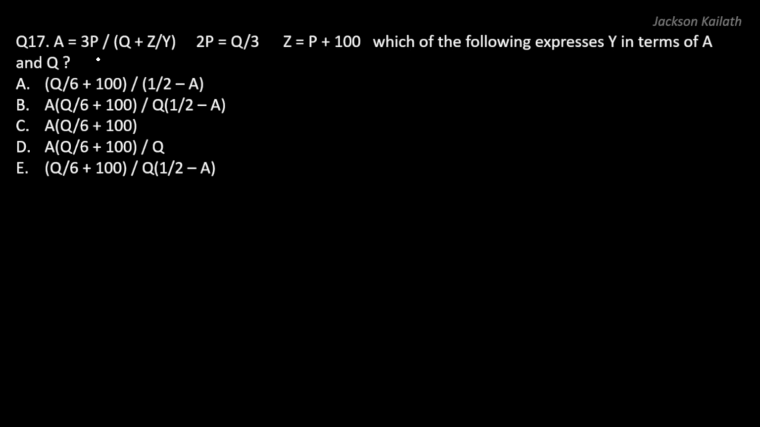A is equal to 3p divided by q plus z by y. 2p is equal to q by 3 and z is equal to p plus 100. Which of the following expresses y in terms of a and q? So that's the question. We need to express y in terms of a and q. Pause the video, give it a try, and then let's try to do this question together.